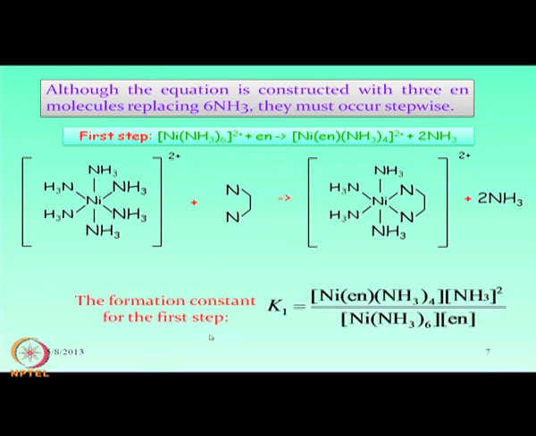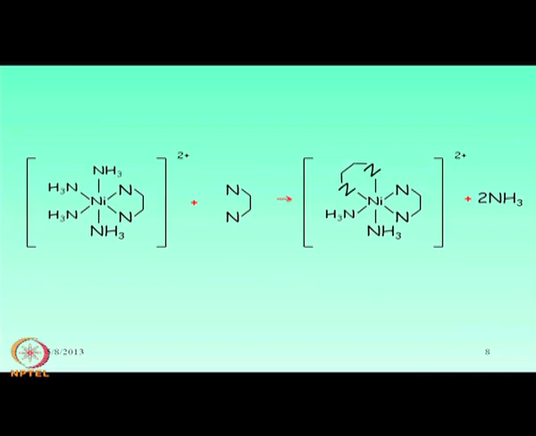So, the formation constant for the first step would be the concentration of this species, then 2 ammonia molecules, the concentration term for the ammonia, and the hexaamine complex and the ethylene diamine. So, this would be the K1, because we are breaking the entire reaction into steps, and this is the single step for the K value for the tris-chelate formation.